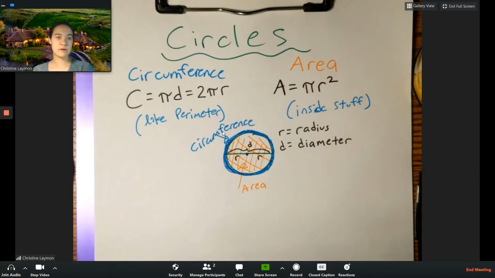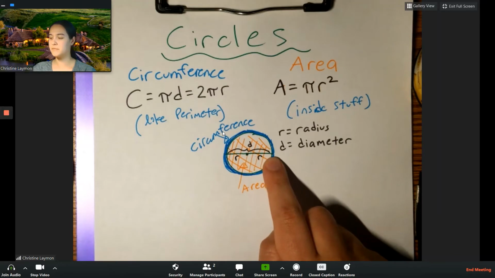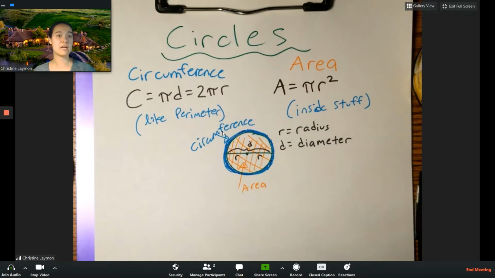We're going to talk about circles. As you might remember from middle school or possibly Algebra 1, circles have diameter and radius. So the radius goes from the center to the outside, and the diameter goes all the way across. So it's basically two radii put together in a perfectly straight line.